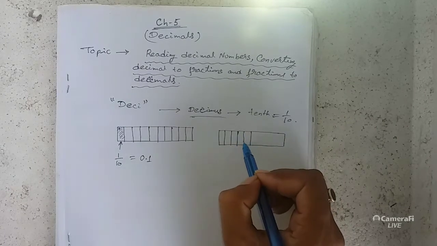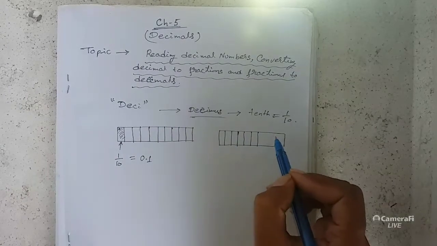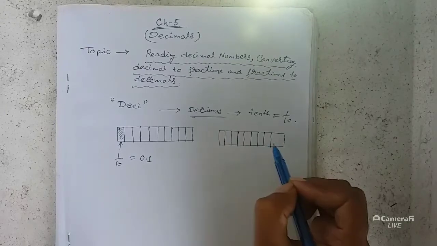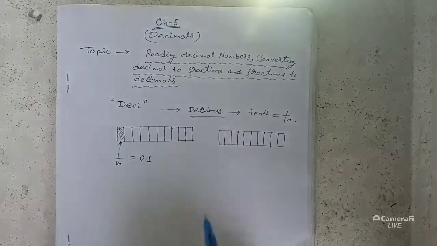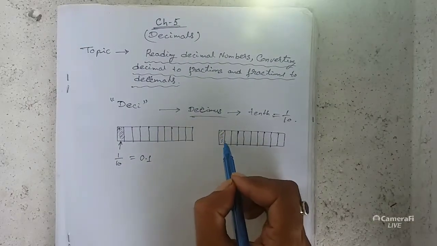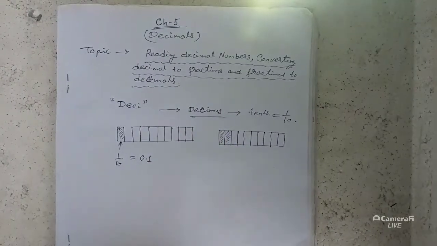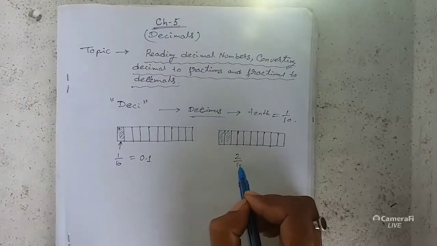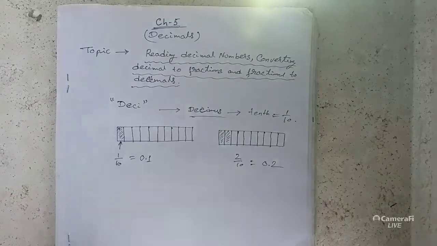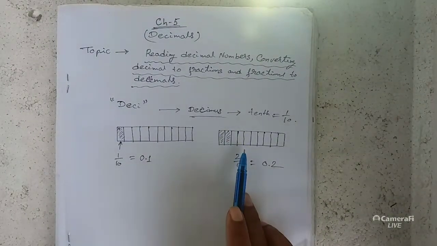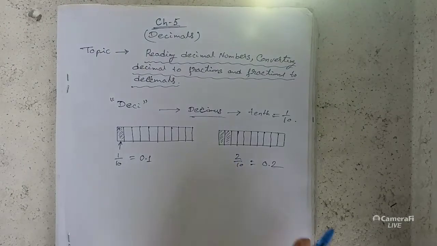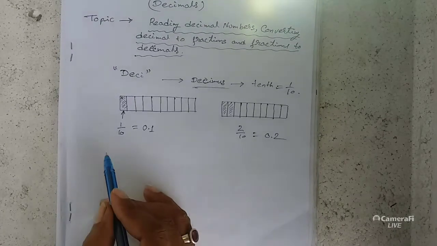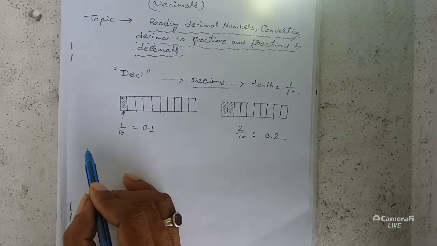Now suppose I want to express 0.2. Then take another rectangle and divide it into equal 10 parts. If we say 2 out of 10 parts, then this is 2 by 10, and in decimal it will be 0.2. Similarly, if we say 5 parts out of 10, then it will be 5 by 10, that means 0.5. So this is the introduction for a decimal.